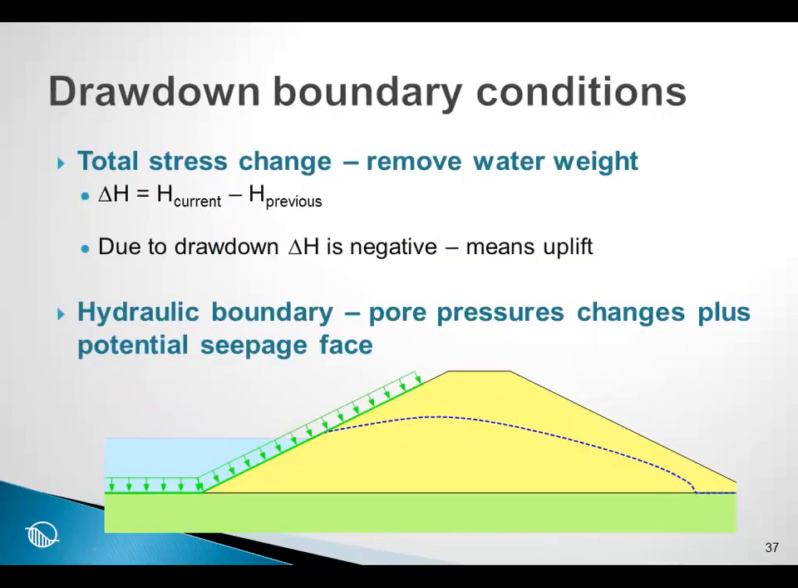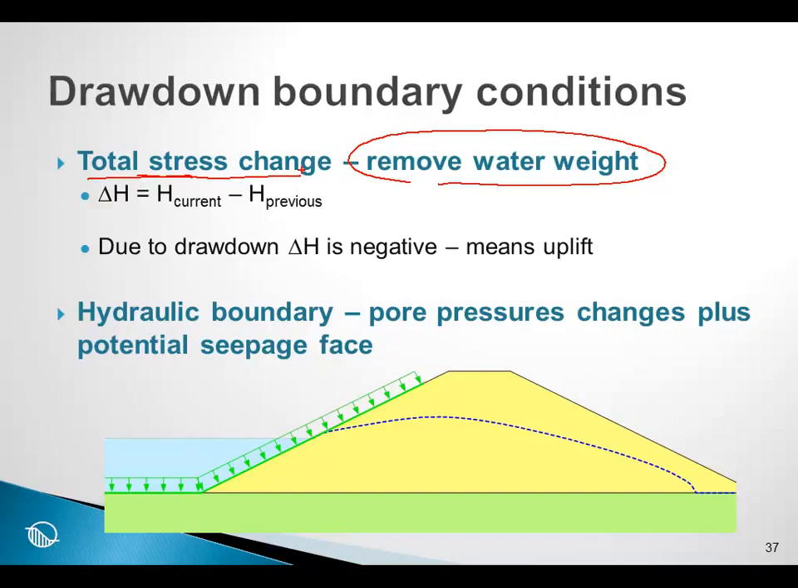There are some special boundary conditions that we need to consider in this case. The first one is to recognize that when we remove the reservoir, we are removing the water weight. As a result, we get a total stress change. The way we do that in SIGMA/W is to define a special type of boundary condition, which is known as a hydrostatic boundary condition.